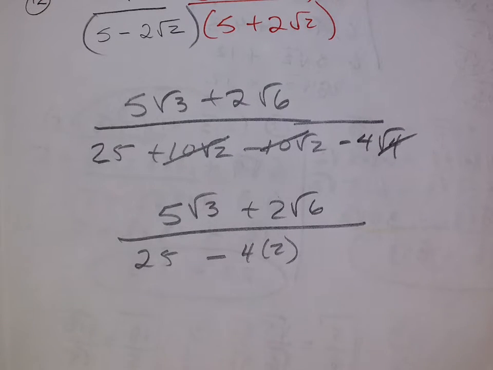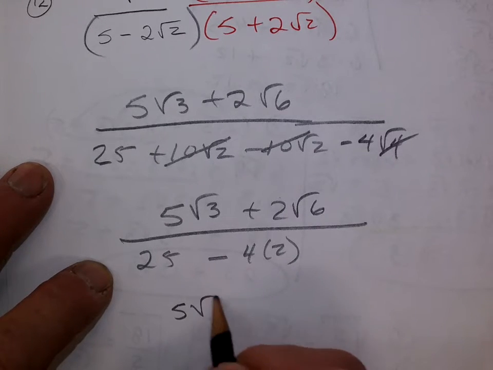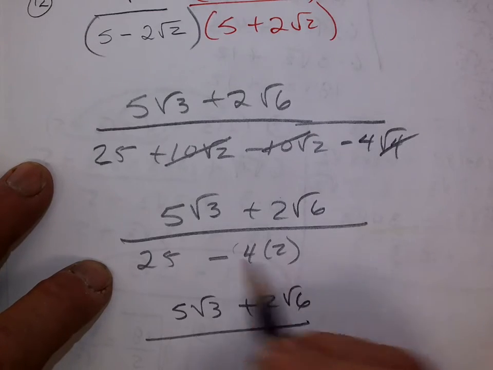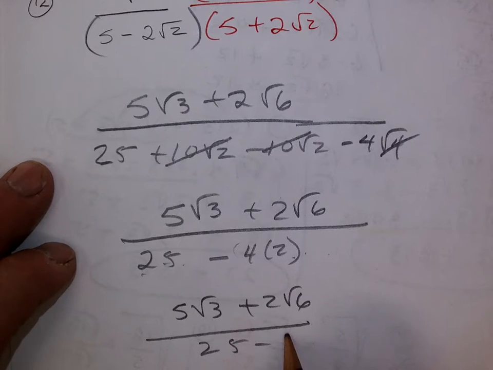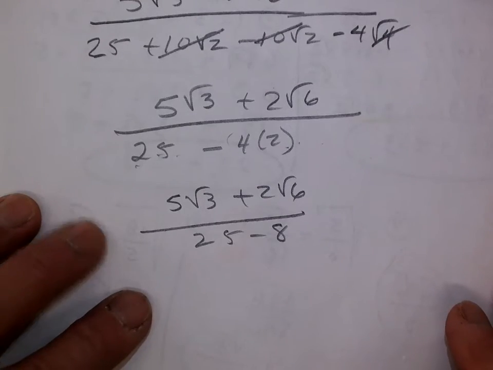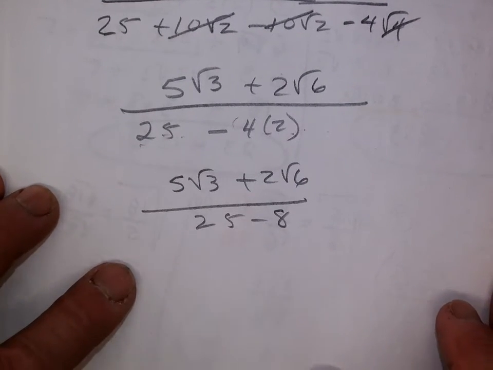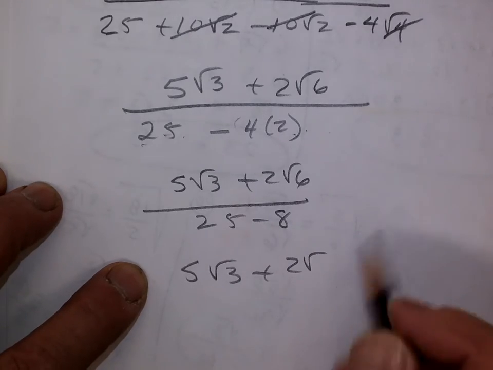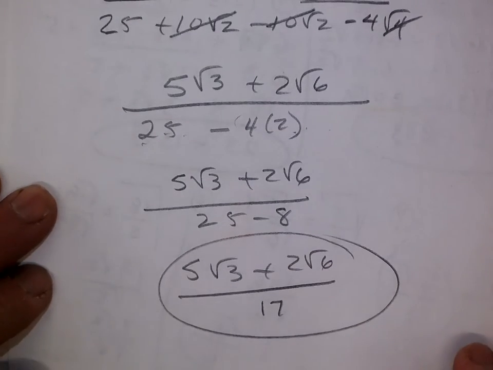You're way ahead of me. No, it's 5 square root of 3 plus 2 square root of 6 over. Yes, 5 square roots of 3 plus 2 square roots of 6. This is 8, right? So 25 minus 8. What's 25 minus 8? 13? 17. He fooled you, didn't he? Are we okay with 17?